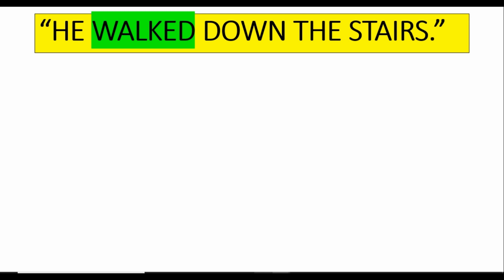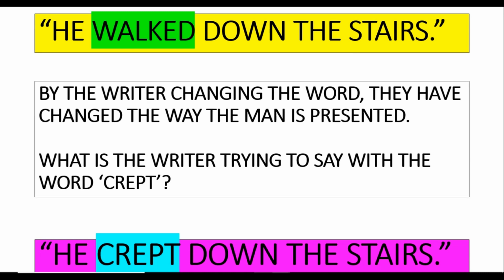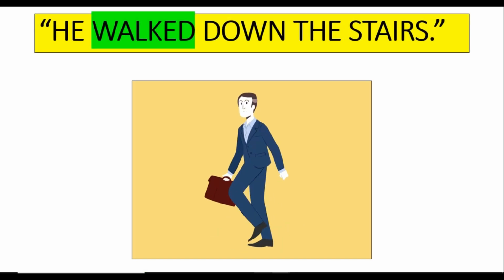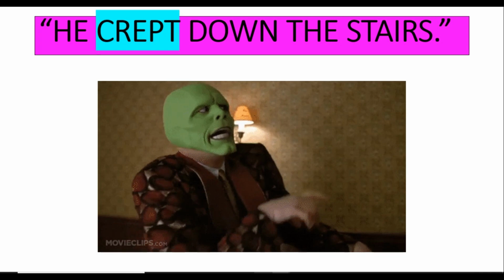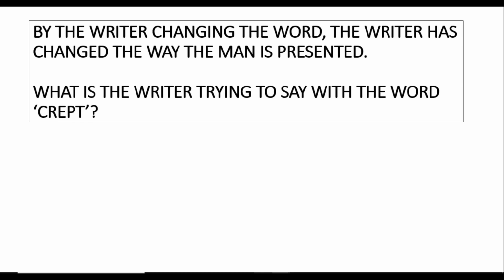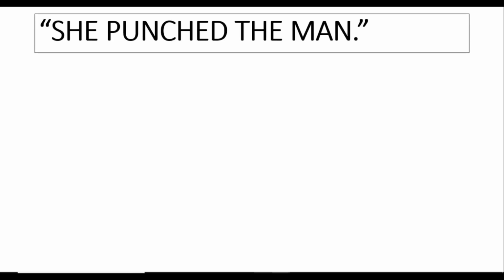So for example, if we had a sentence, he walked down the stairs, and then the sentence, he crept down the stairs, by changing the word, the writer has just presented the man in a different way. What is the writer trying to say by changing the word to crept? So this is a man walking, and then this is an example of crept down the stairs. So what was the point of the writer doing that? Well, the word crept suggests the man is trying to walk down quietly or not be noticed at all. So we're zooming in on the word crept, on that verb, and asking what's the point of the writer deliberately using that word?